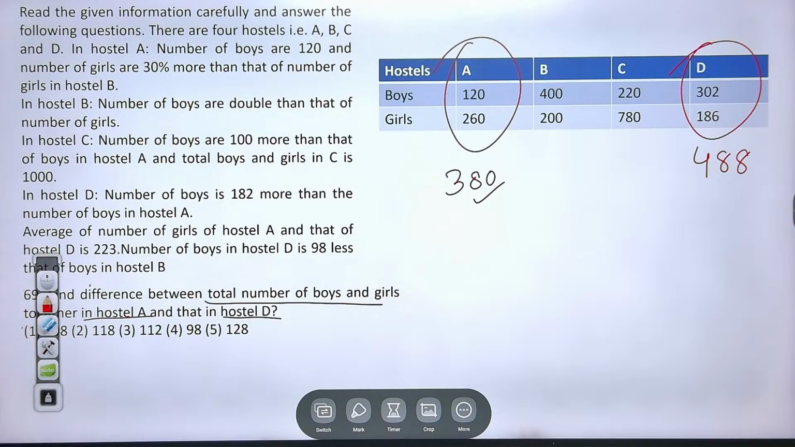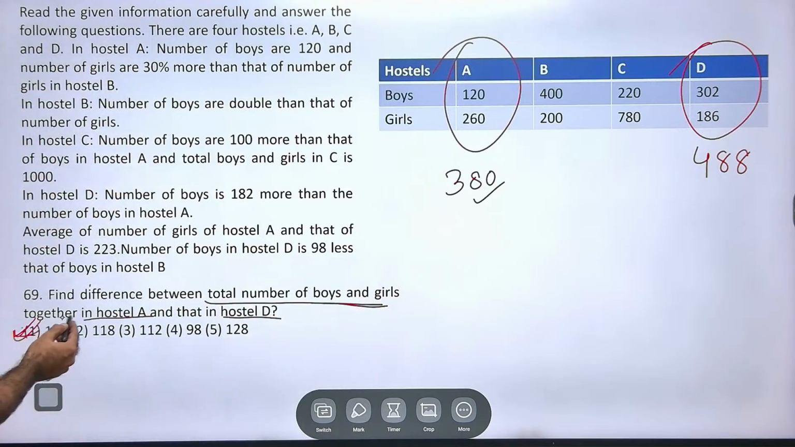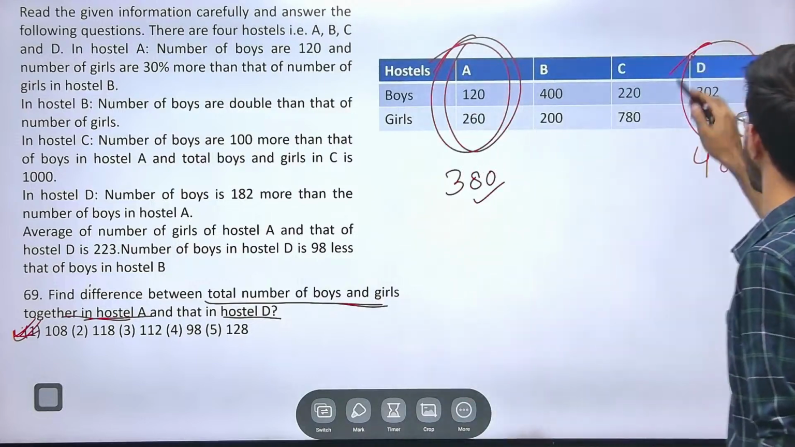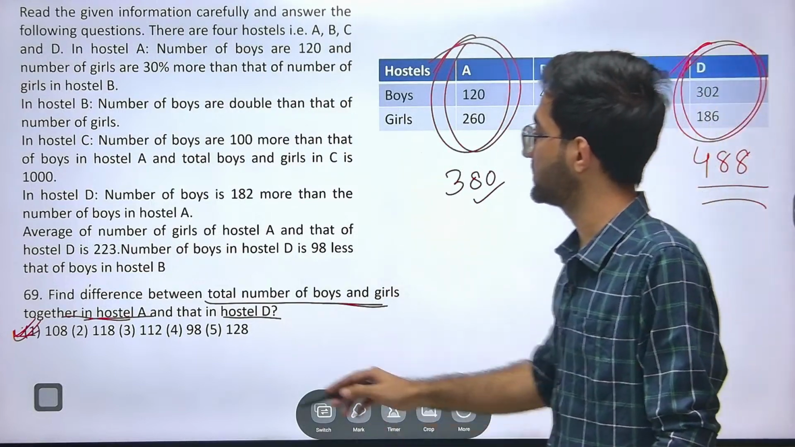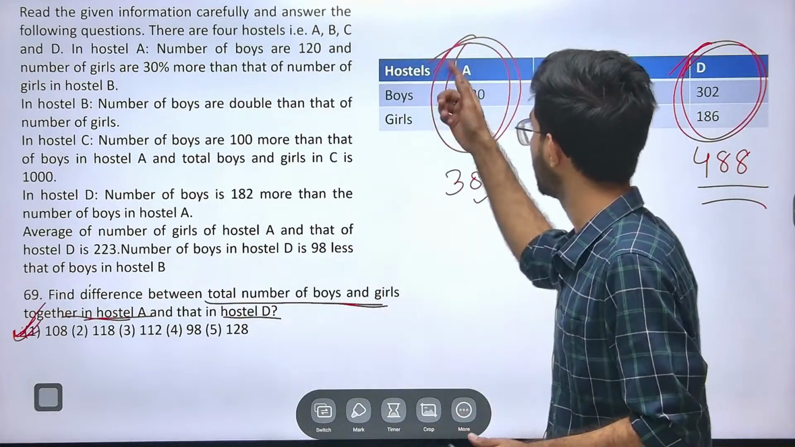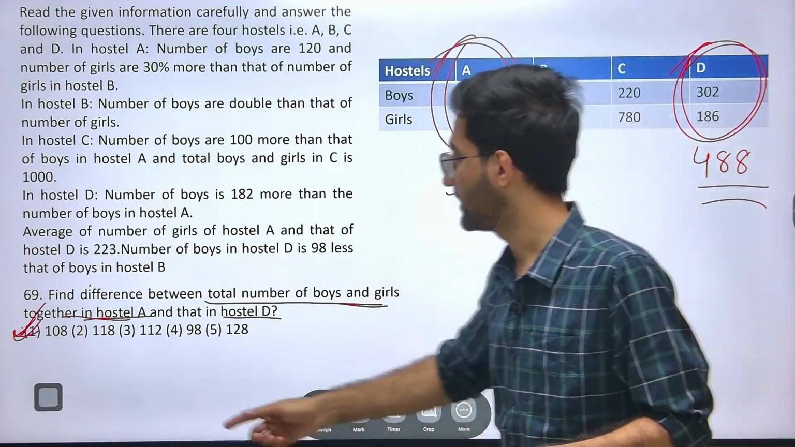Okay, that value is present in option A. See, 108. Find the difference between the total number of boys and girls together in hostel A. So obviously this value is 380 and this value is 488. So the difference is 108, that is present in option A, right? Once you create this kind of table, you will be able to answer each question correctly and quickly.